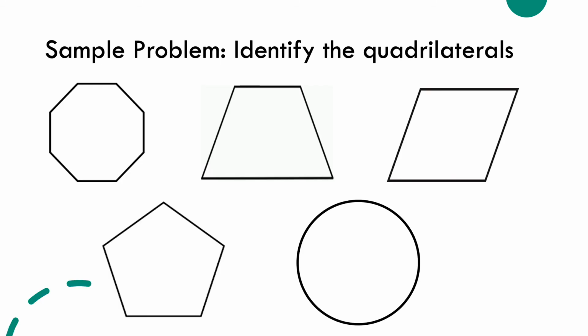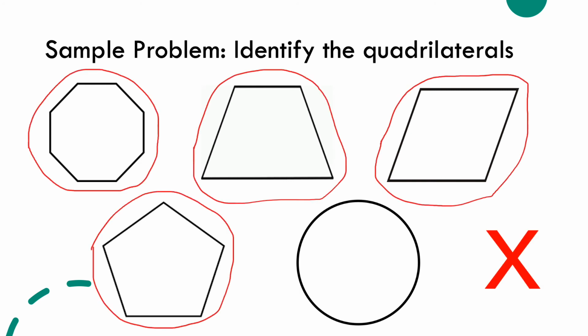Let's discuss a sample problem. In this problem, I asked the child to identify the quadrilaterals in all the shapes pictured here. Let's see what possible options we can come up with. The child may initially circle all the shapes with straight sides, leaving the circle as not a choice. This is incorrect because the child is assuming a quadrilateral is any shape with straight sides. However, if we go back to the definition of a quadrilateral, we will understand a quadrilateral is any shape that has four sides. Let's see if the child can improve.